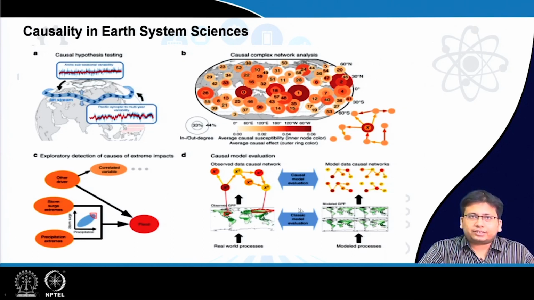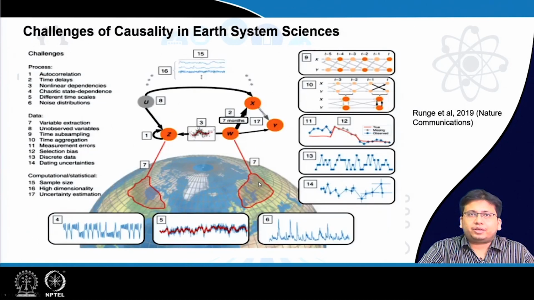So whenever we build a process simulation model, it is very important to make sure that it is able to preserve all the causal relationships that are present in reality. This is one important criterion according to which these models may be evaluated.